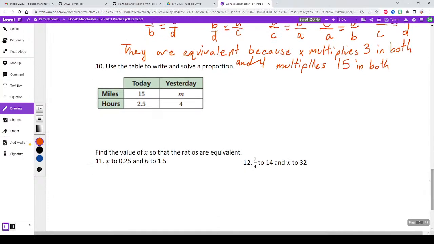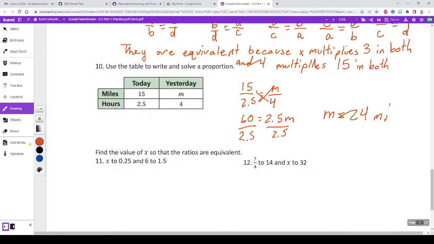So, use the table to write and solve the proportion. We've got 15 over 2.5, m over 4, cross multiply. 15 times 4 is 60. 2.5m, divide both sides by 2.5. 60 divided by 2.5 gives me 24. So m equals 24 miles. Last two, here we go.